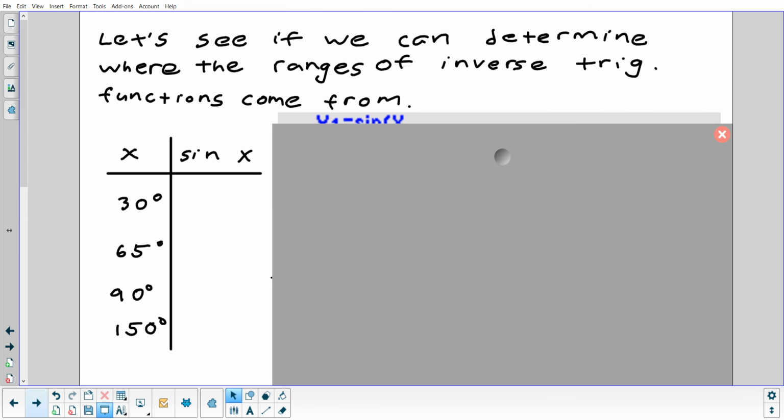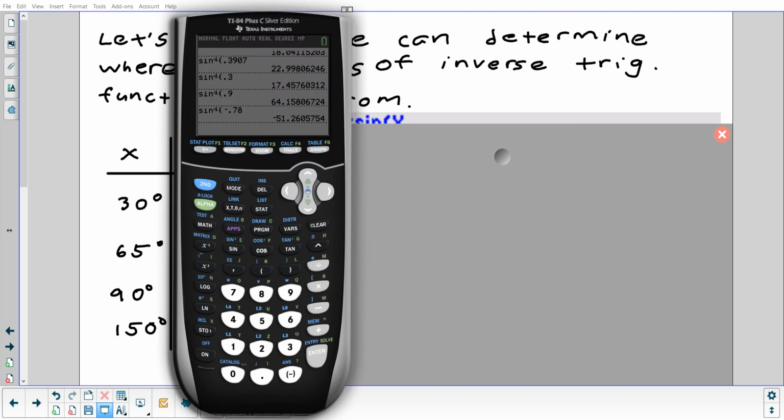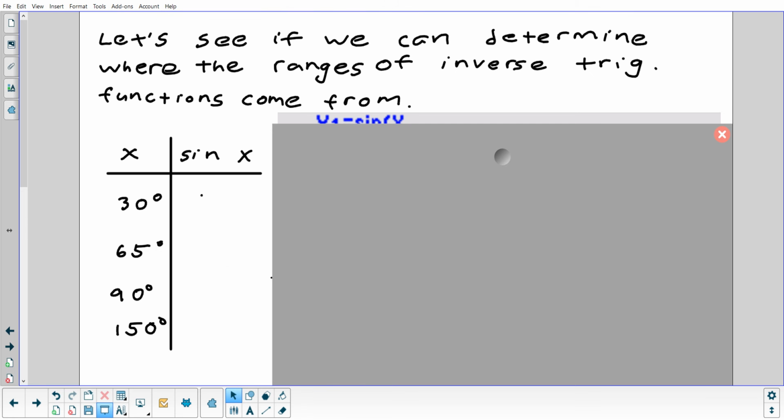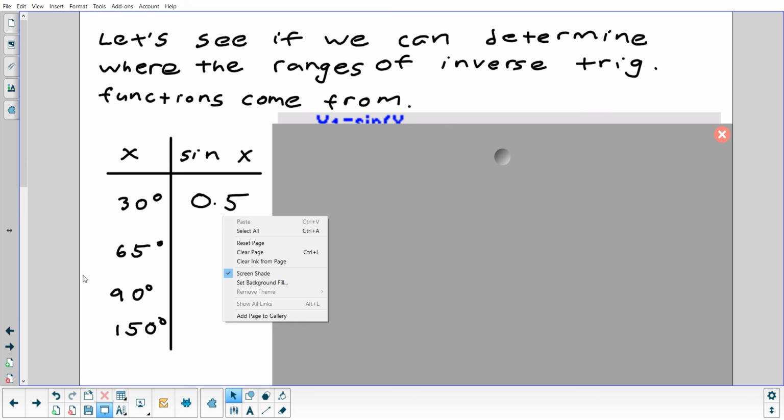Right, so let's look at this table. What I want to do is fill in some of these values. I've got an angle in the left column, and in the right column, I'm going to put down the answer when I take the sine of it. Let's do 30. If I press sine 30 and hit enter, I get 0.5. What should I get if I take the inverse sine of 0.5? 30. It should bring me back to what I started with, and it will.